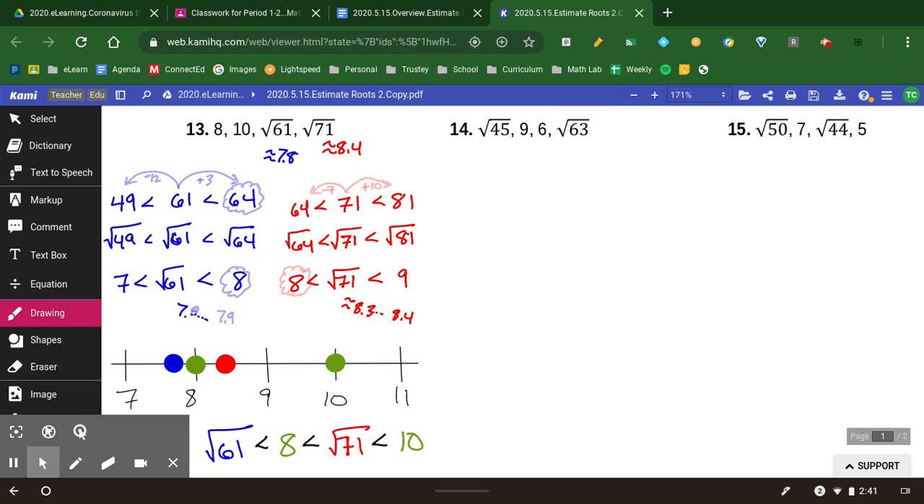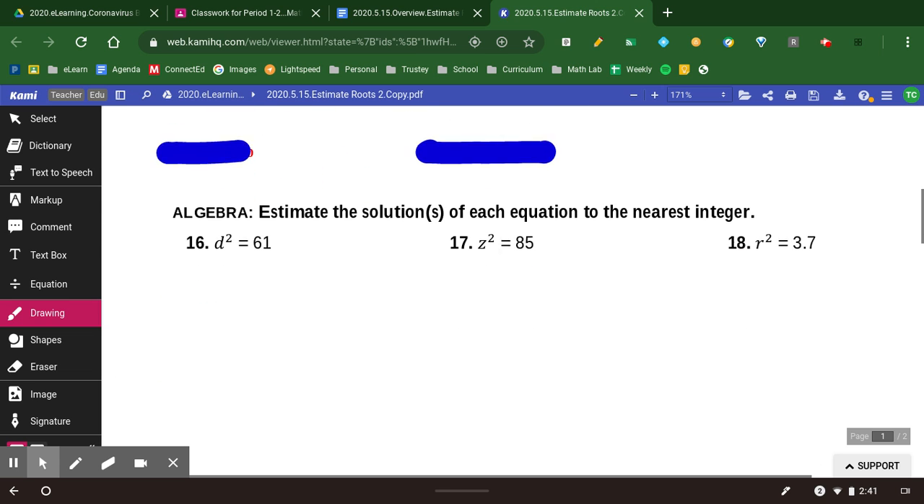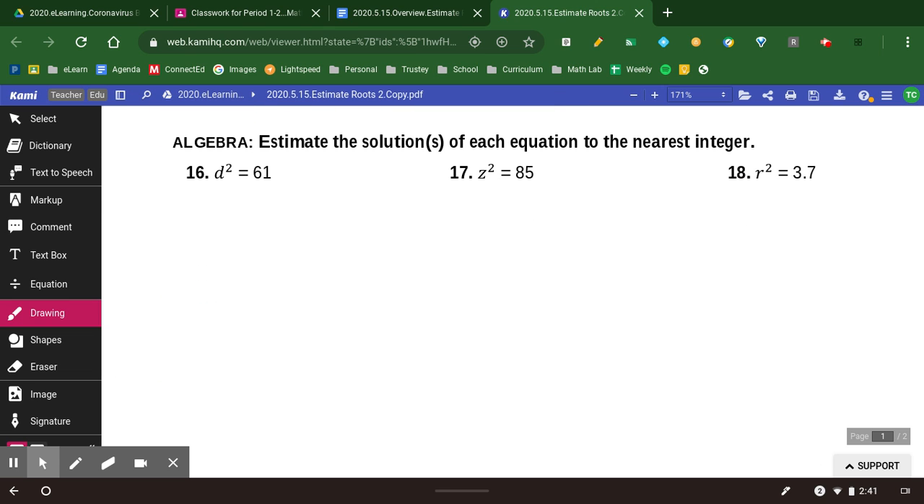If you wish, you can go ahead and pause the video now, start up 14 and 15 using that number sense that we just used for 13. Meanwhile, let's go on. Problems down below. Estimate the solution or solutions. Notice that S is in parentheses. So there could be one solution. There could be more than one solution. We're going to estimate it to the nearest integer.